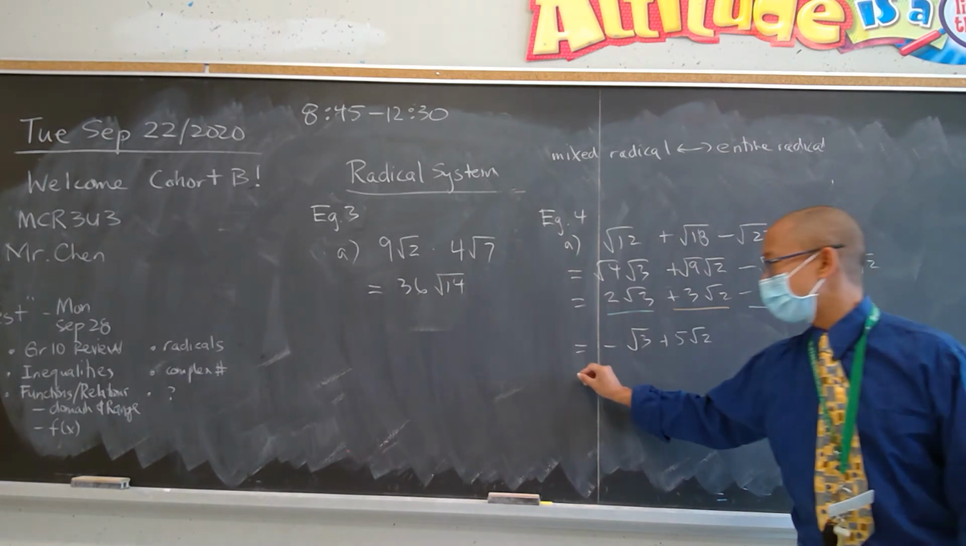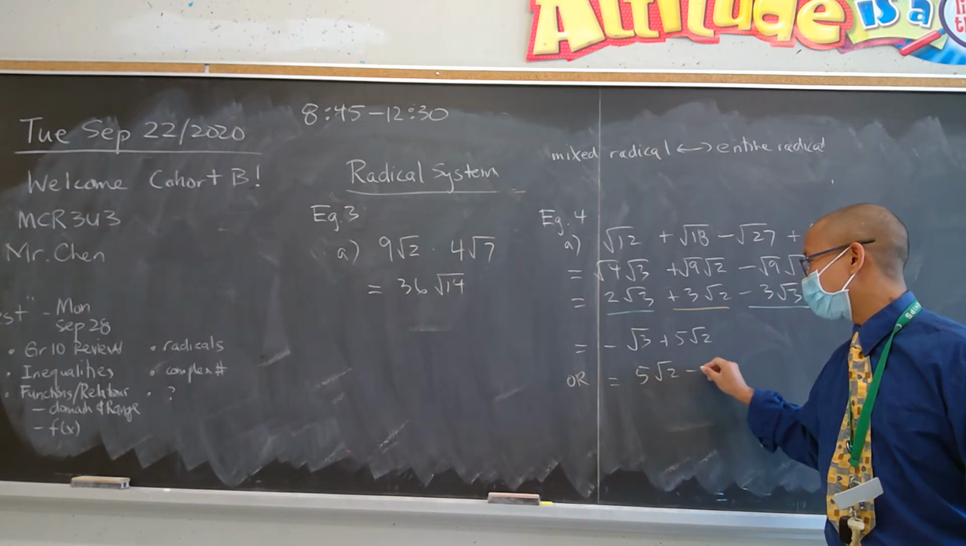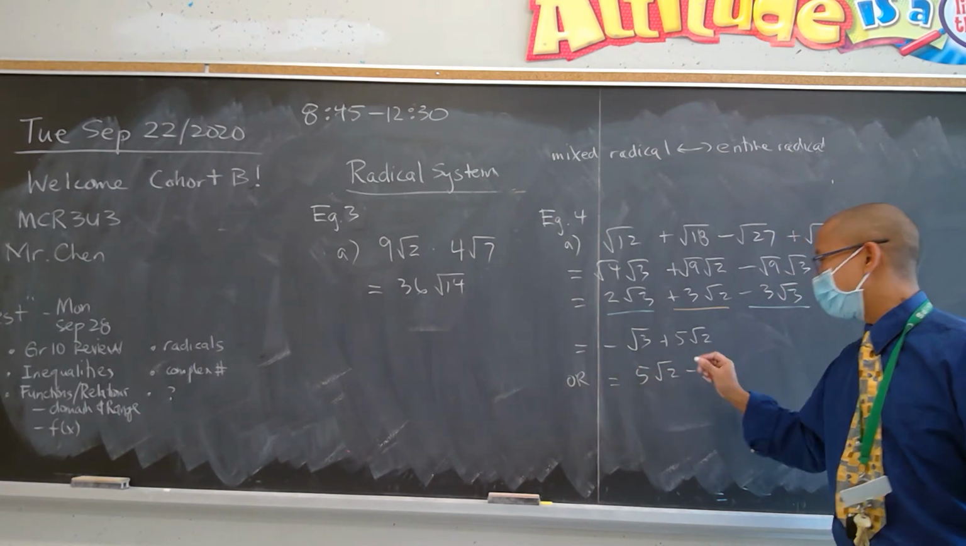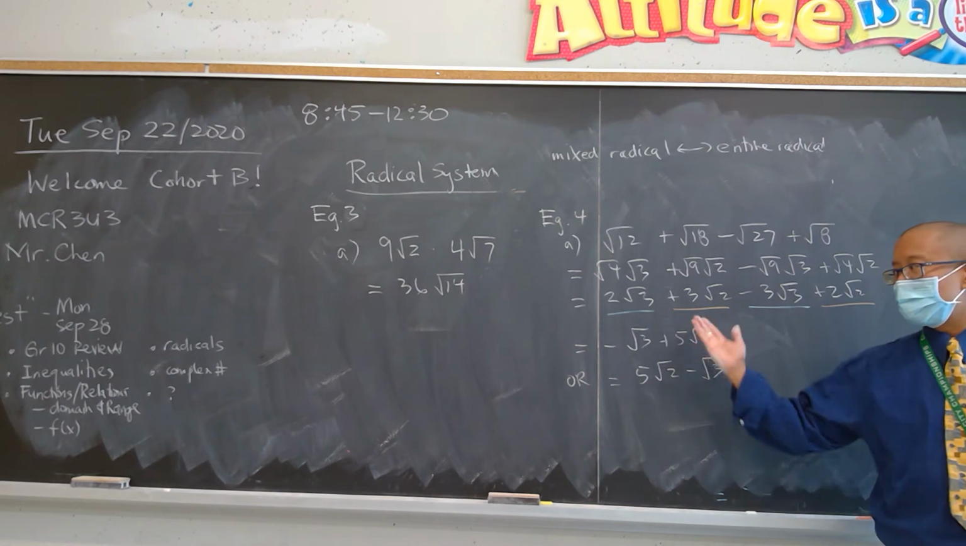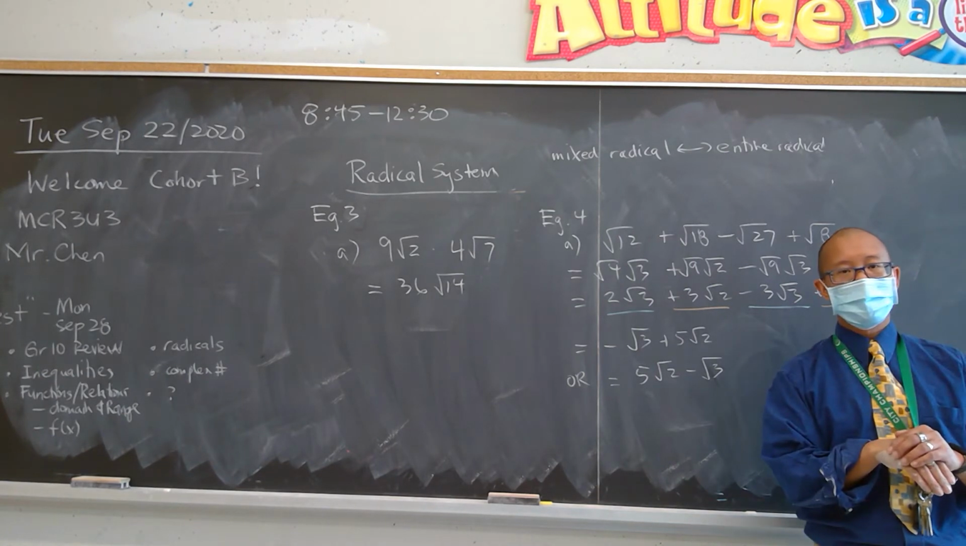Technically, you could also have written it like this: 5 root 2 minus root 3. They are analogous, but I'm just writing it in the order that I see it, and it doesn't really matter, and it would be acceptable. Okay.